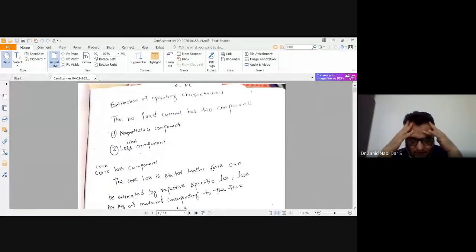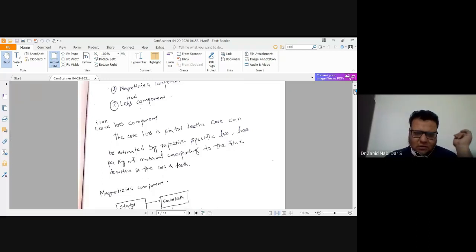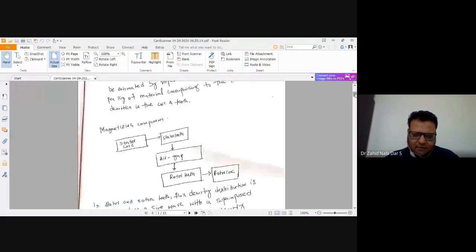Okay. So today's class we are going to start with the estimation of operating characteristics. So basically, the operating characteristics of an induction motor comprise of your magnetizing component and your iron loss component. So the iron loss component is based upon the core losses that happen inside the stator teeth, and core can be estimated by what? Respective specific loss per kg of material corresponding to the flux densities in the core and the teeth.